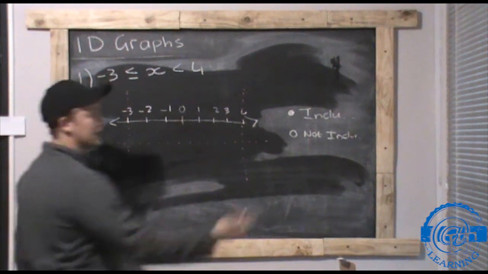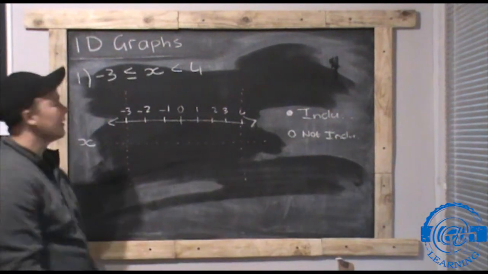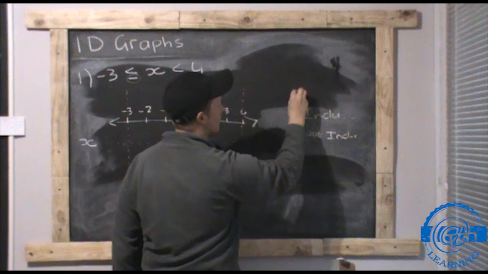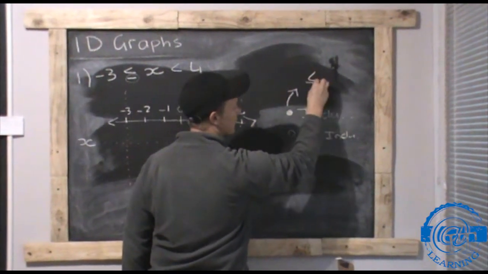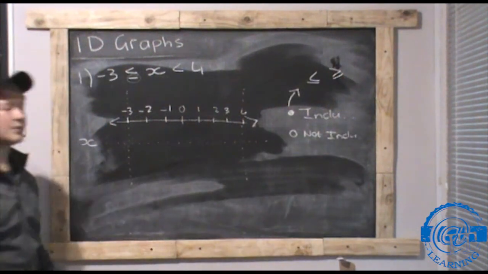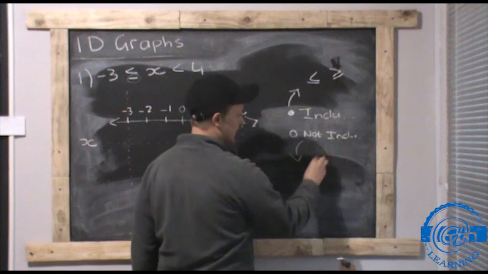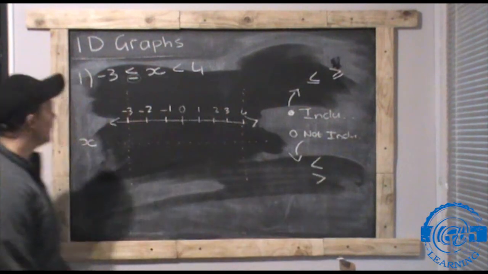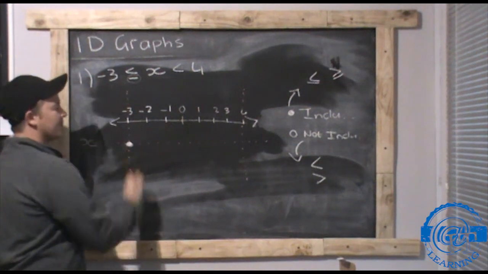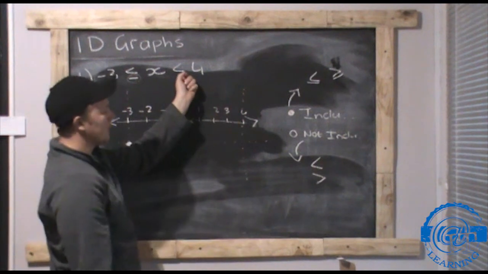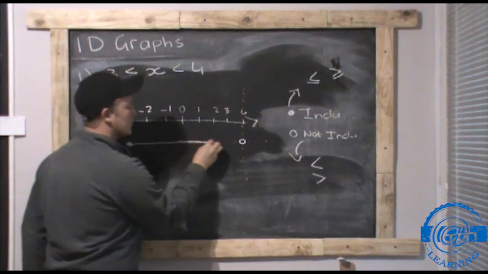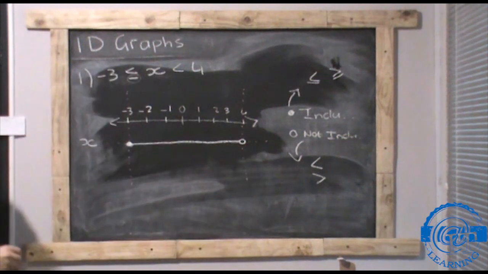Now we need to decide, is it inclusive or not inclusive? That means it is inclusive. Inclusive is anything that looks like this or this. Not inclusive is anything that looks like this. It's inclusive, so a solid dot, you color it in. Not inclusive, so an open dot. You can then connect your dots, and there is your graph.